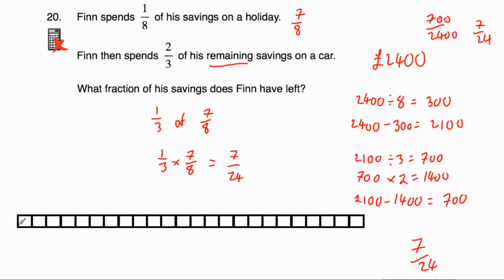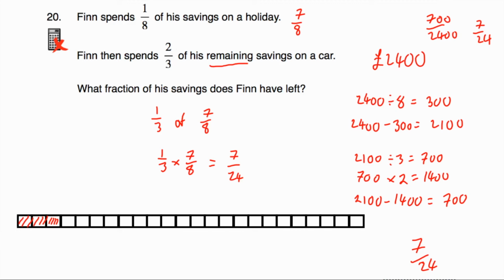So this is a 24th of his savings, a 24th of his savings, and so on, and there's 24 of them, so that's all the savings to begin with. He spends an eighth of it on a holiday, so if we do 24 divided by 8, that would be 3. So he'd spend 1, 2, 3 of his savings, 3/24 of the savings, on a holiday.